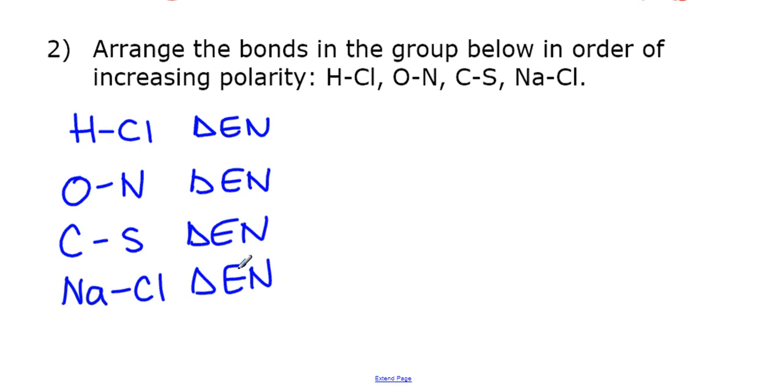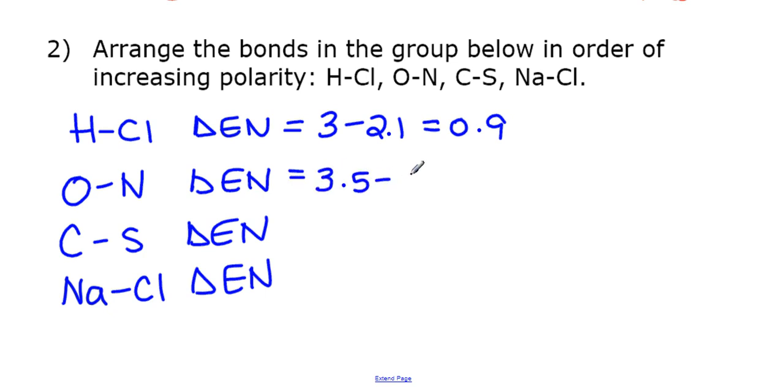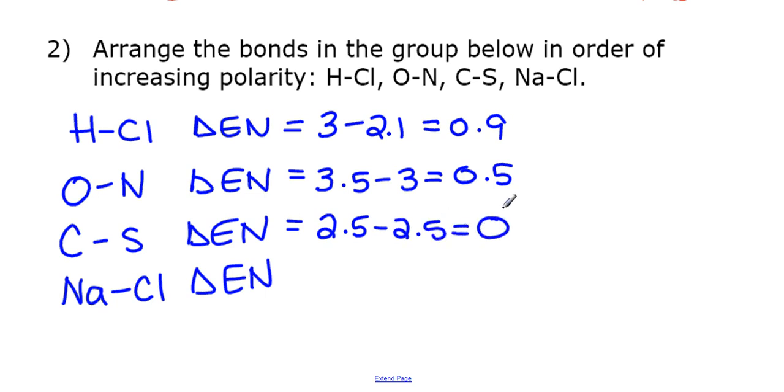All right, let's check back here. So electronegativity value for hydrogen and chlorine, 3 minus 2.1 should give you 0.9. Oxygen and nitrogen, 3.5 minus 3 gives you 0.5. Carbon and sulfur are about the same. They're both 2.5. So 0. And then sodium and chlorine.